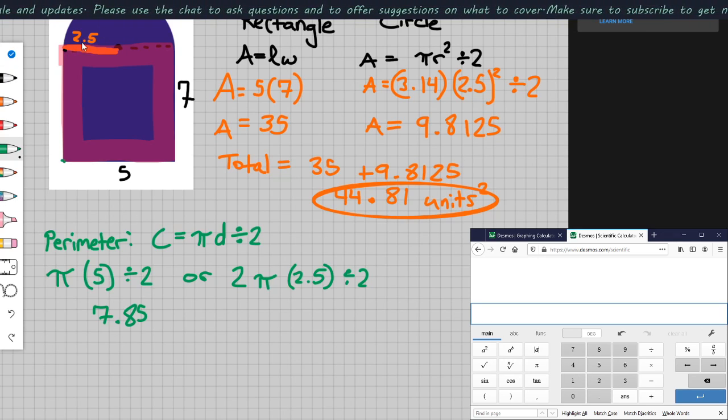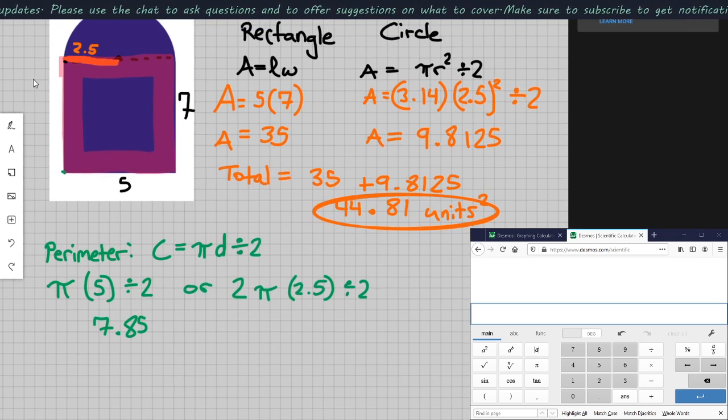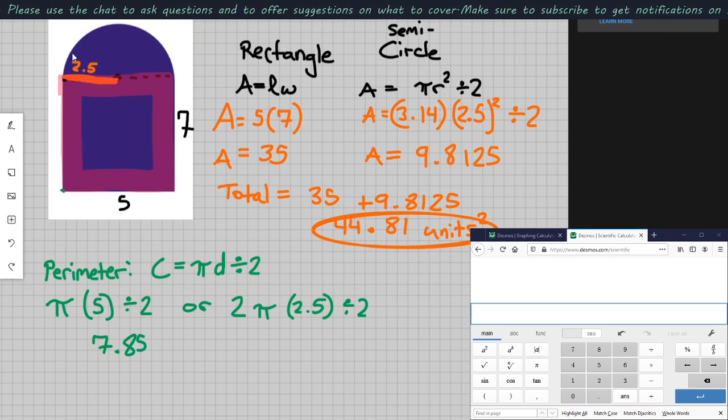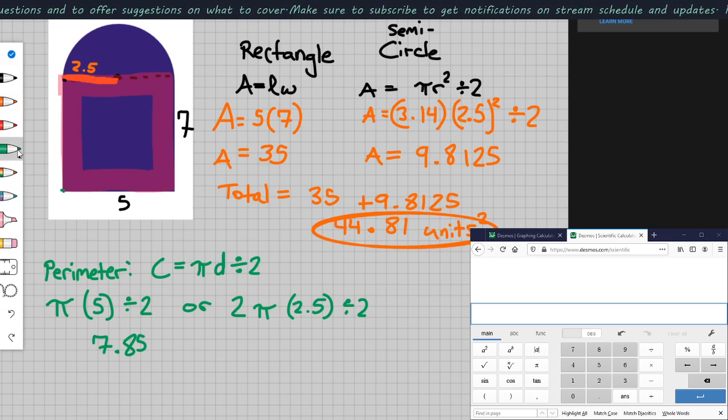So with perimeter, we have the curved surface here, the circle. So this is good. So we have this distance. That's 7.85. Let's go ahead and just write that on there for us. So that's this entire distance here. So we have this, then we need to think about what is this length right here.